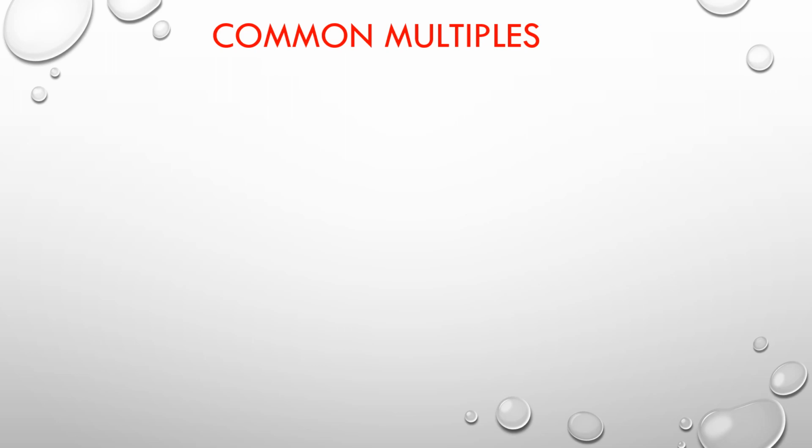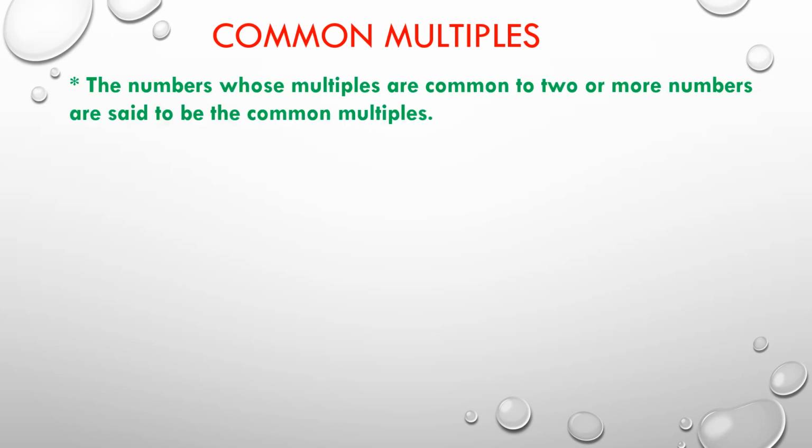Yes, we were finding the numbers which are multiples of all three numbers, which are multiples of 2, also multiples of 3, and also multiples of 4. When we have a number which is a multiple of two or more numbers, we can say the number is a common multiple. So I am just giving you the introduction of common multiples here. The numbers whose multiples are common to two or more numbers are said to be common multiples.